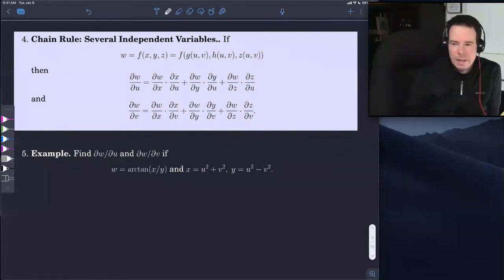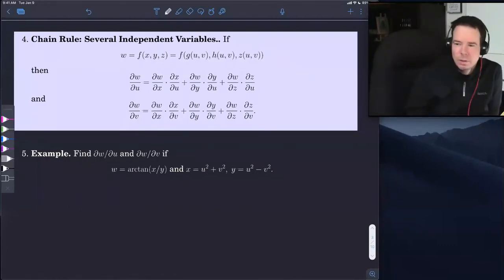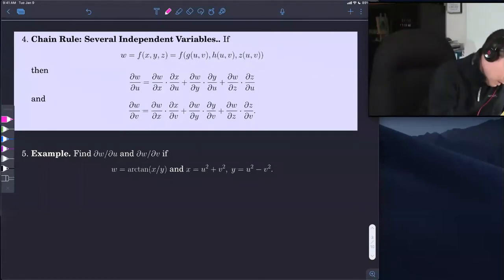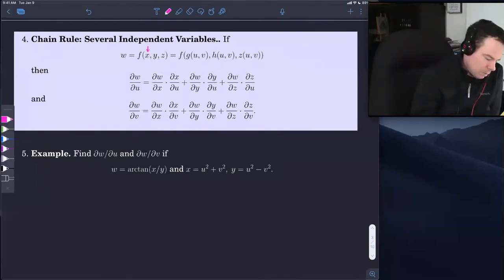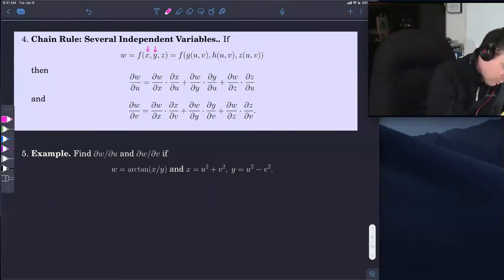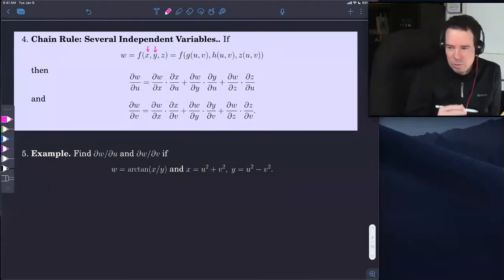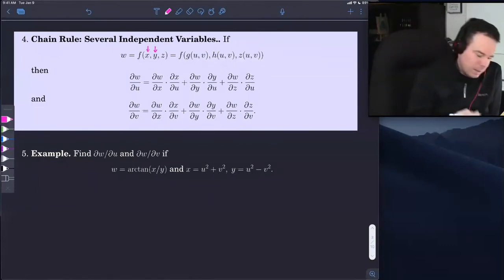And the same sort of pattern happens, that if I want to compute the derivative of w with respect to u, I just proceed through and say it's the derivative of w with respect to the first variable x, and then the derivative of that with respect to u. So it's dw dx, dx du. And then it's the derivative of the next variable, so dw dy, dy du. And then dw dz, dz du. And so what we get is, again, a nice pattern happening.